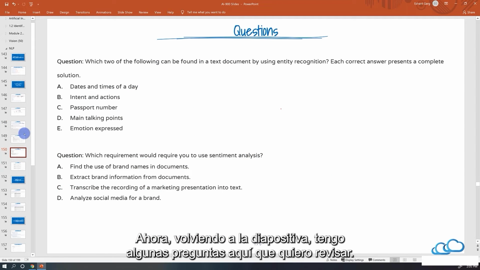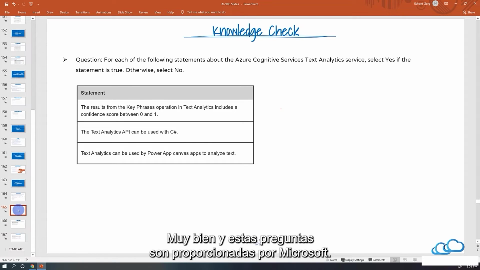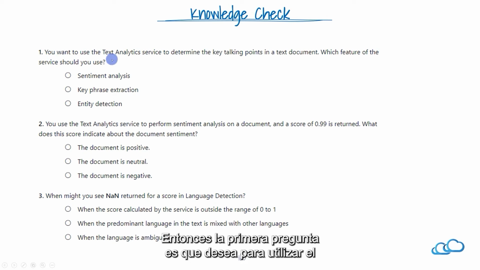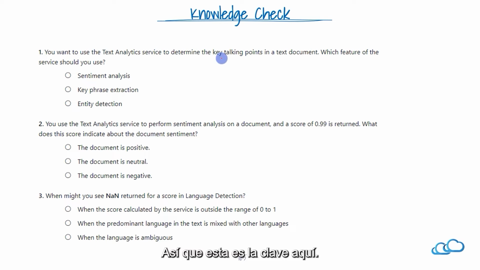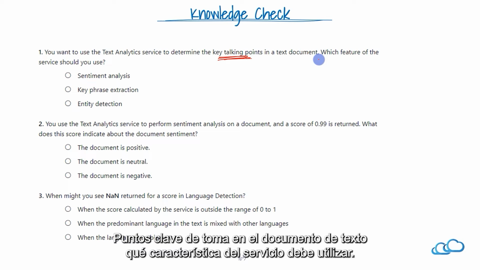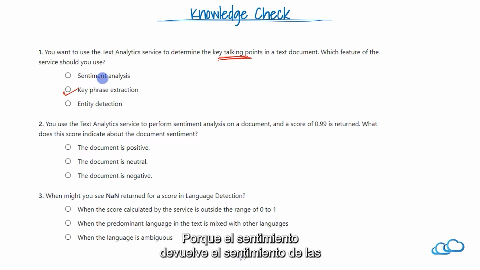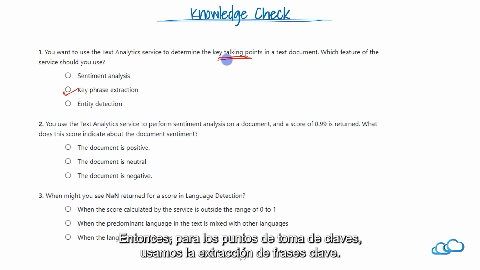Now, coming back to the slide, I have a few questions here which I want to go through. And these questions are provided by Microsoft. The first question is, you want to use the text analytics service to determine key talking points in the text document. Which feature of the service should you use? And very obviously, we know that this is key phrase extraction, because sentiment returns the sentiment of the text, whether it's positive, negative, or neutral, and entity detection returns the entities within the text. So for key talking points, we use key phrase extraction.